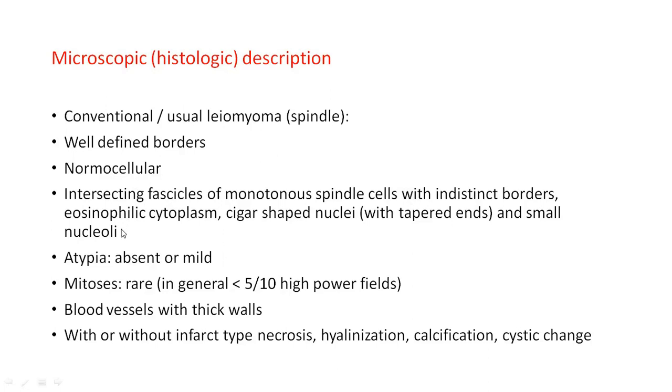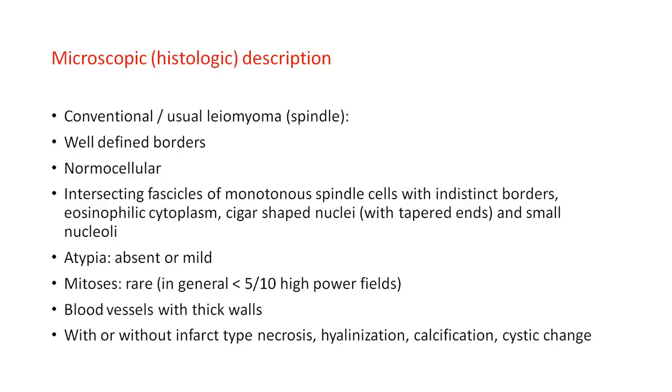So whenever we are looking at a leiomyoma under the microscope, we have to pay attention to three features: atypia, number of mitosis, and coagulative necrosis. If we have sufficient atypia, mitosis, or coagulative necrosis, then we have to upstage from the conventional leiomyoma to the smooth muscle tumor of uncertain malignant potential, also abbreviated as STUMP, which we will discuss in our next video.